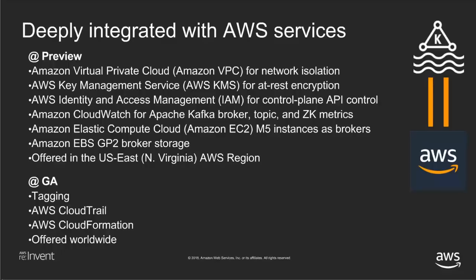We're using Amazon EC2 M5 instances as brokers. You can choose from large to 24XL brokers, even in preview. And we're also supporting EBS storage for broker storage. Today it's offered in US East, but during preview we might offer a couple of other regions as well. But our goal for GA is to offer Amazon MSK worldwide.